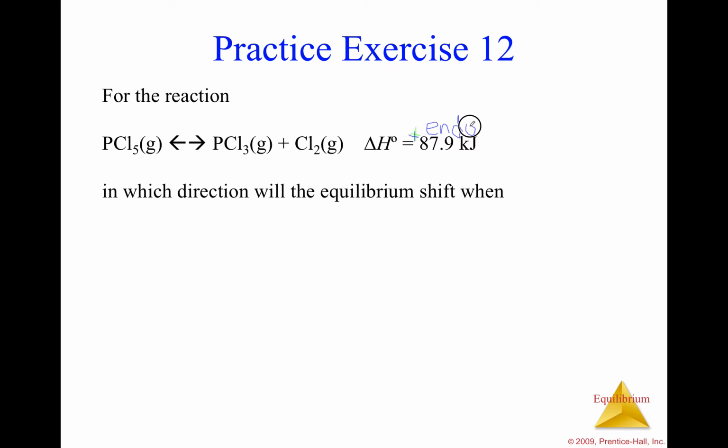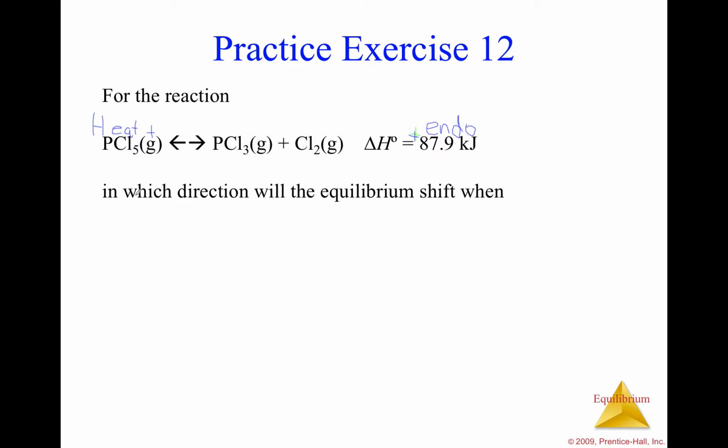Endothermic, and I know if I have an endothermic reaction, that means I have to put heat in to make the reaction go. So if I'm applying heat to make the reaction go, heat is a reactant. So write that down. Heat is a reactant, so I have heat as a reactant, then plus. So my two reactants are heat and PCl5. My two products are PCl3 and Cl2.